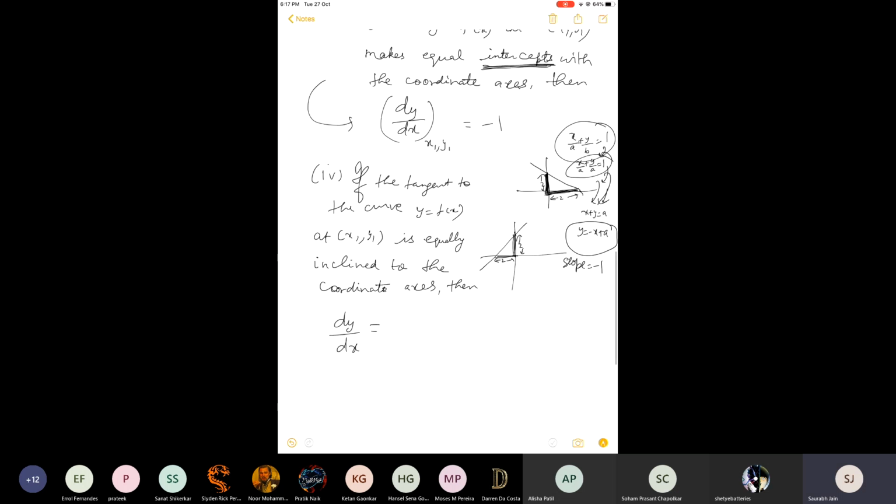Now can anyone tell me what will be the answer? Every time we are just getting some particular value of dy by dx. What about this case? Equally inclined to the coordinate axis, tangent, which is a line actually. Now what about dy by dx?